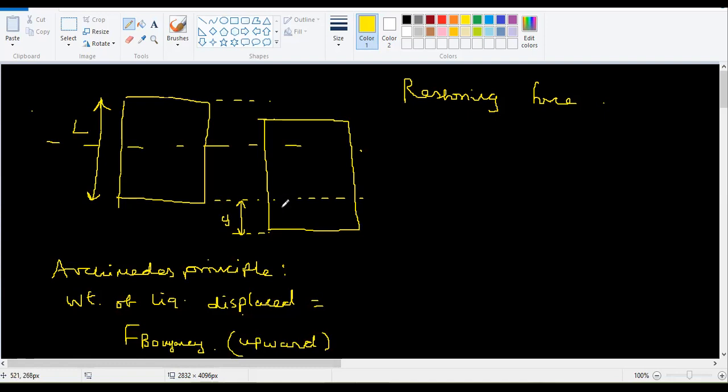Which means, remember, this is the extra volume for which you displace the water out of this place. So the extra liquid weight is what is going to be your restoring force. If I press it more, the force will also be higher. If I press it less, the force will be less. So that's why this is called restoring force.